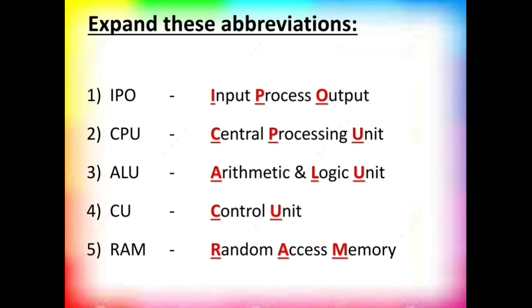The next one is RAM, random access memory. Random, access, access memory, memory. So the first one is IPO, input process output, CPU, central processing unit, ALU, arithmetic and logic unit, CU, control unit, RAM, random access memory.